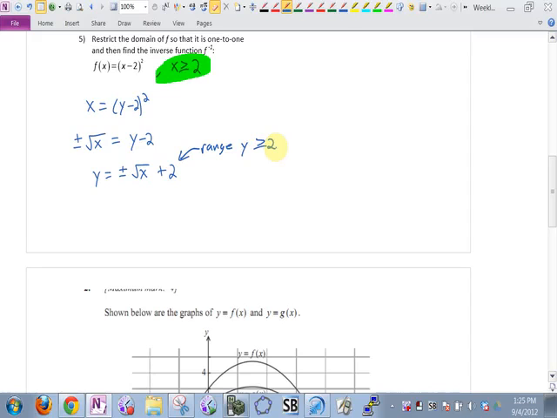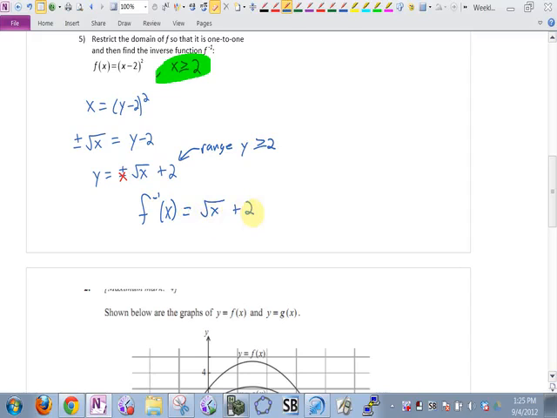So in order to make sure all of the outputs are always greater than or equal to 2, what do I do? I cross out the negative. Because any negative number plus 2 will be smaller than 2. Any positive number plus 2 will be greater than 2. So really, your inverse function is the square root of x plus 2.